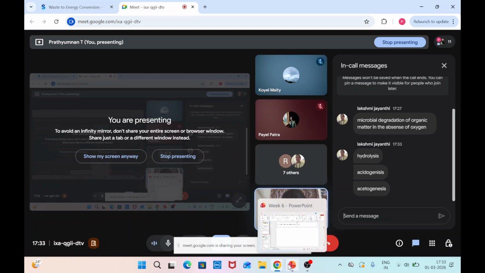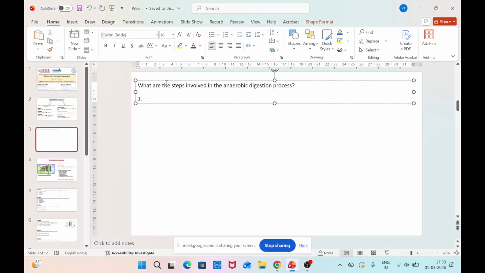Yes. So the first process is hydrolysis. Usually when you say biomass, it is typically in the form of starch, protein, and fat. So they are all very long chains of molecules. That complex compound is usually broken down into simpler organic compounds. So, conversion of complex compounds into simpler organic compounds.